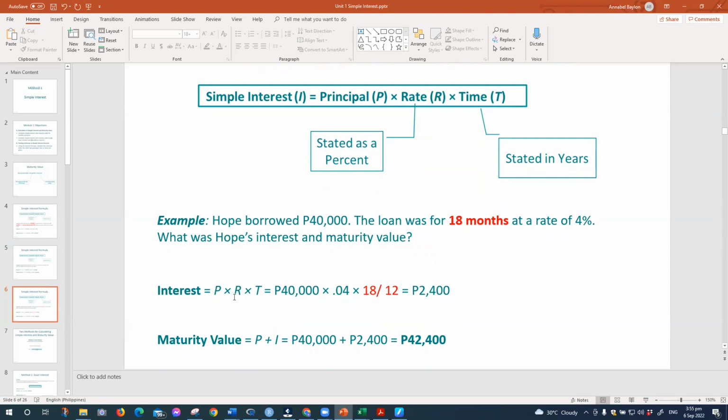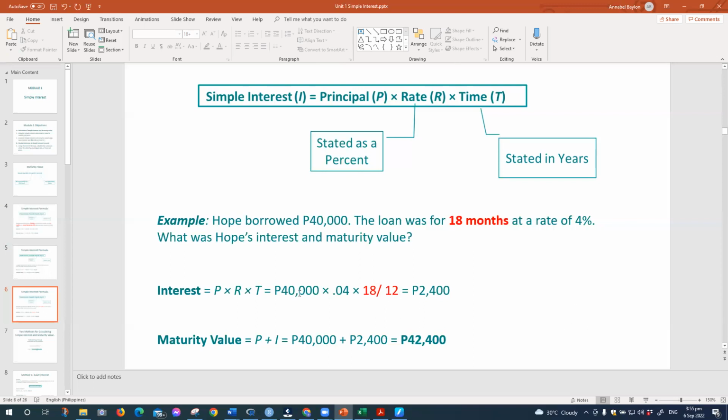Yung principal natin at saka yung rate natin, hindi nagbabago. So yung time natin nagsimula at 6 months. No? Ang interest natin 800. Tapos na doble yung time, naging 1 year. So what do you notice happen to our interest? Na-doble dyan. Na-doble din, naging 1.6.